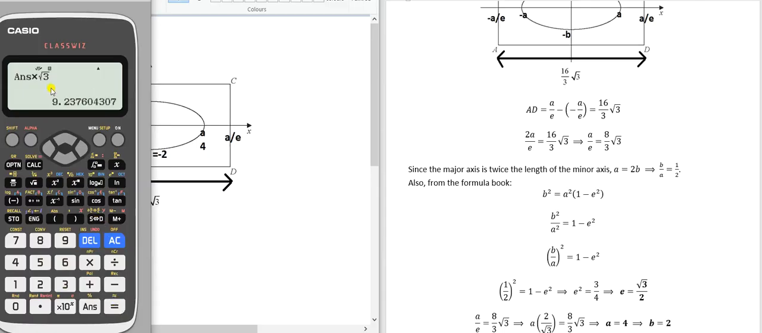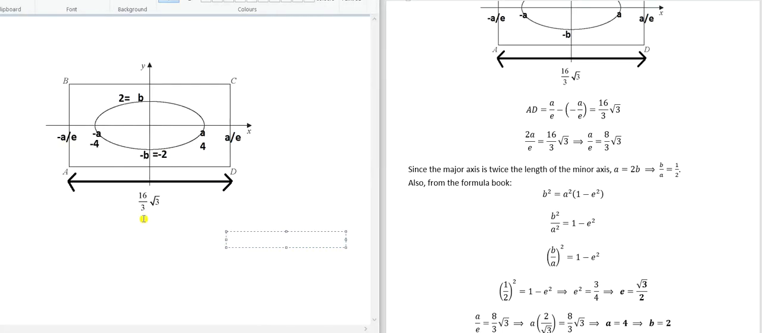Press the SD button, 9.2 something. So what we're saying here is this is approximately 9.2. That's encouraging because I've already shown here that the distance between the two extremes of the ellipse looks like 8. So getting a value of 9.2 between A and D is consistent with what we've seen.